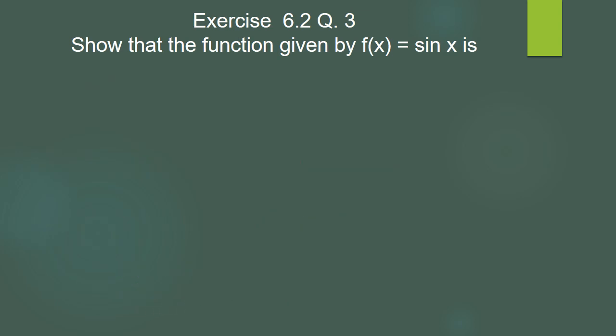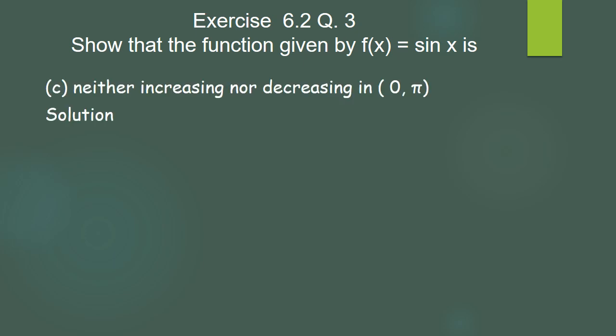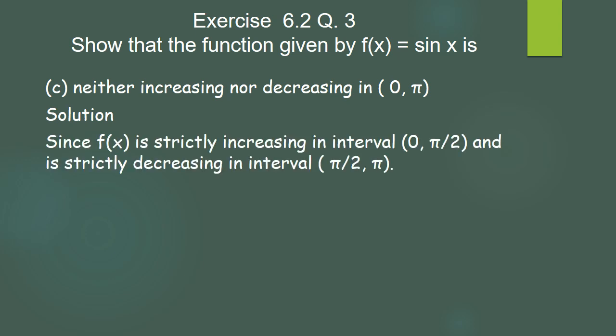The third part, the function is the same. They say that it is neither increasing nor decreasing in the interval 0 comma pi. Now when we consider 0 comma pi, what do we get? There are two quadrants and our f dash of x was cos. Cos is positive in the first, negative in the second. So already we have proved that f of x is strictly increasing in the interval 0 to pi by 2, and it is strictly decreasing in the interval pi by 2 to pi.